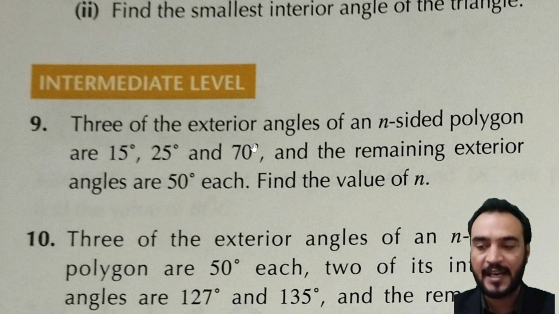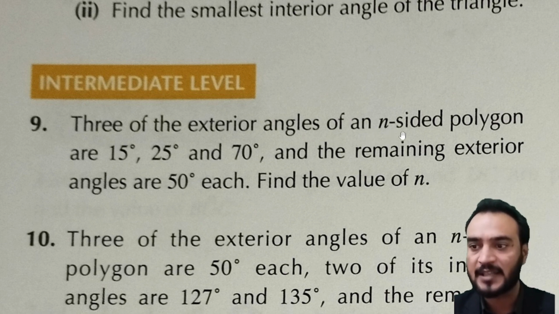Three of the exterior angles of an n-sided polygon are 15 degrees, 25 degrees, and 70 degrees, and the remaining exterior angles are 50 degrees each. Find the value of n.